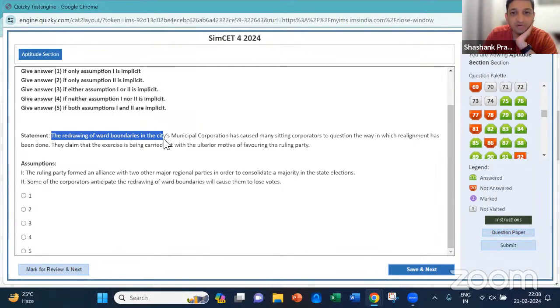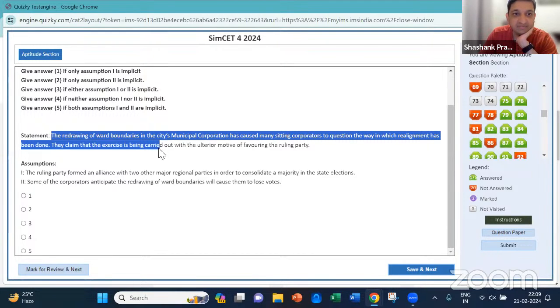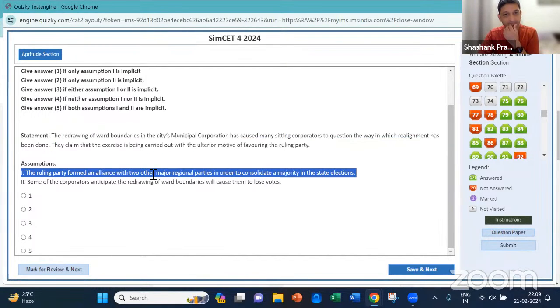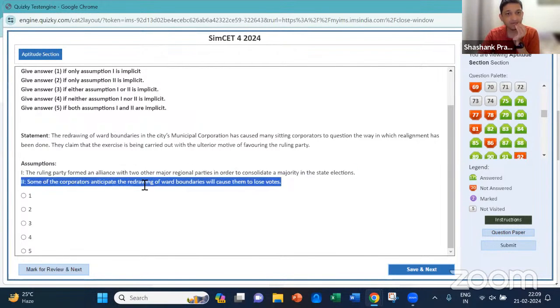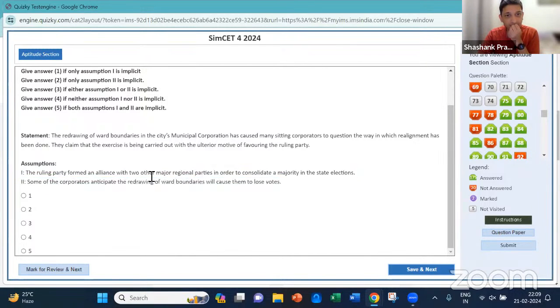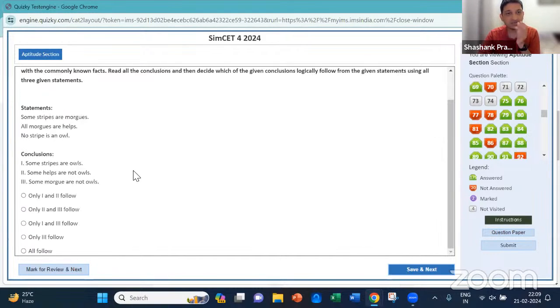Assumption. Redrawing of ward boundaries has caused many to question the way in which realignment has been done. Exercise has been carried out with the ulterior motive of favoring the ruling party. Okay. Ulterior motive of the ruling party. Okay. 2 is fine. I like 2 more than 1. One is a far-fetched assumption, I believe. We don't know if that has been done or not.